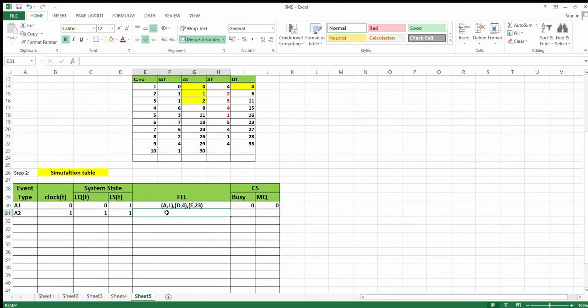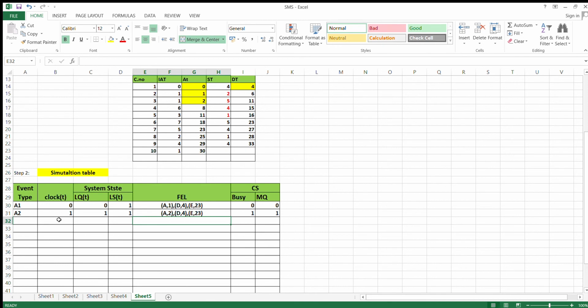A2. So write down A comma 2, D comma 4, E comma 23. Now calculate busy time. To calculate busy time, current arrival minus previous arrival, 1 minus 0, 1, plus 0. Result is 1. Maximum queue is the number of customers waiting in the queue, so I will write 1. Once the maximum queue is set, it can increment or remain the same, but there is no chance of decrement.